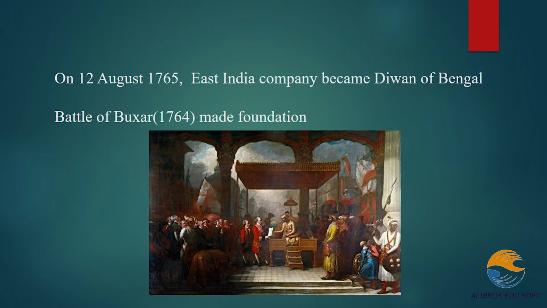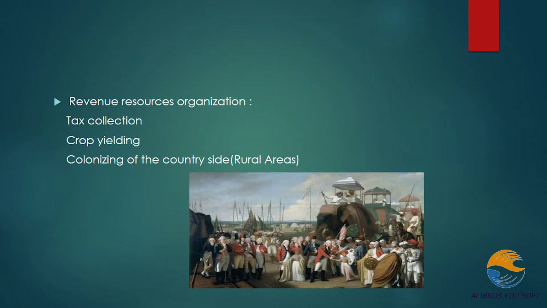As a result of the Battle of Buxar, which occurred in 1764, the East India Company became the Diwan of Bengal. The East India Company became Diwan of Bengal on 12th August 1765. When the East India Company became Diwan of Bengal, they had to undergo different kinds of problems for improving the revenue system during those periods. Revenue resources organization was a very important thing the British had to do at that time.